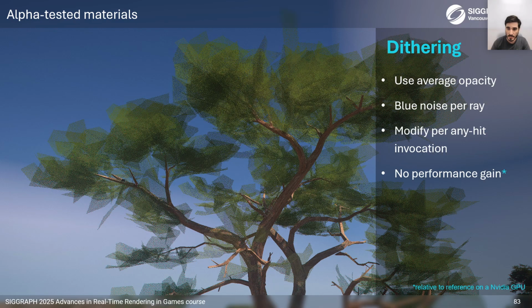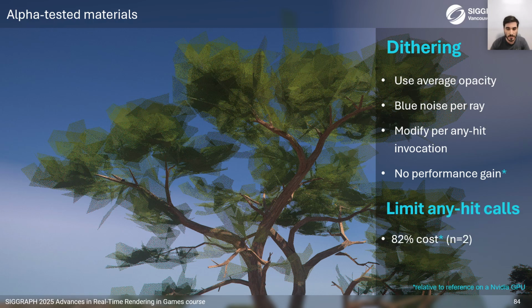If you have access to average opacity, you can use blue noise to instead use dithering and have a probability of the ray going through the BVH instead. This did not result in much performance gain on our end without limitation, and when limiting the number of any hit calls to 2, it does improve slightly, but is very close to actually testing the material itself.